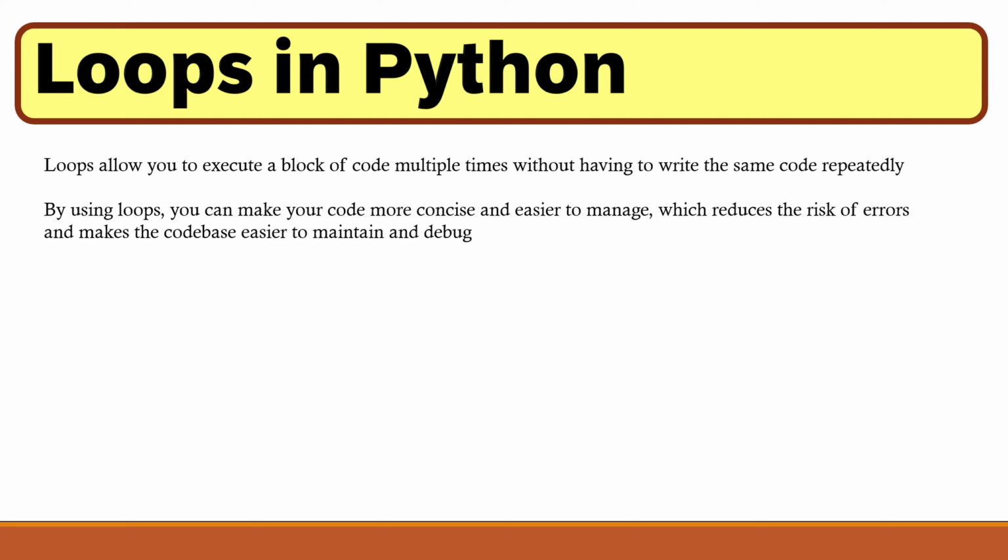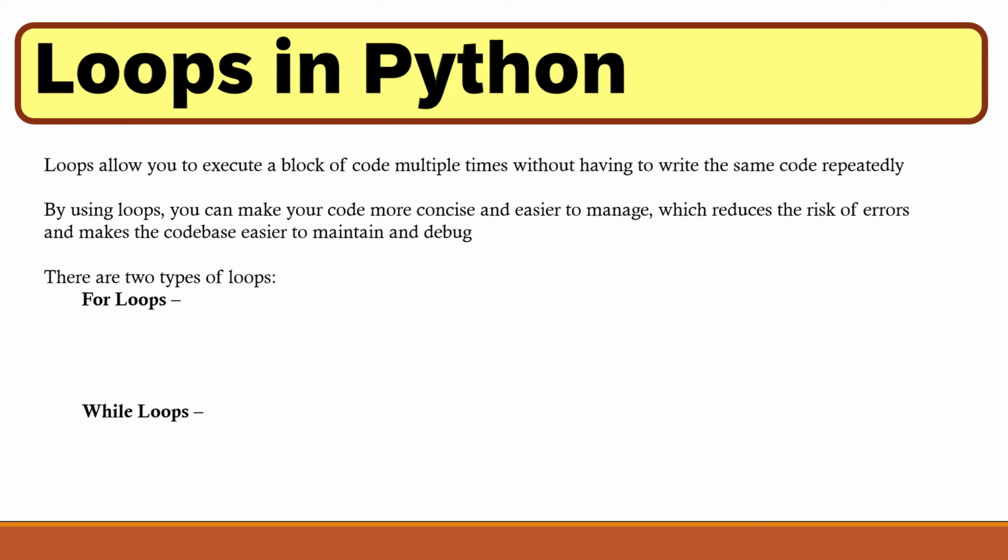So loops are used for iterating over sequences or executing a block of code repeatedly. But there are two main types of loops you're able to use. One is the for loop and the other one is the while loop. So let's have a look at some use cases of for loops and while loops.